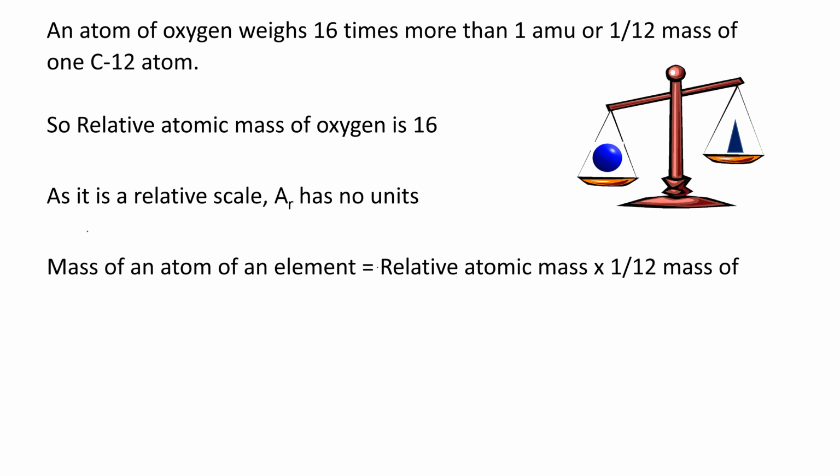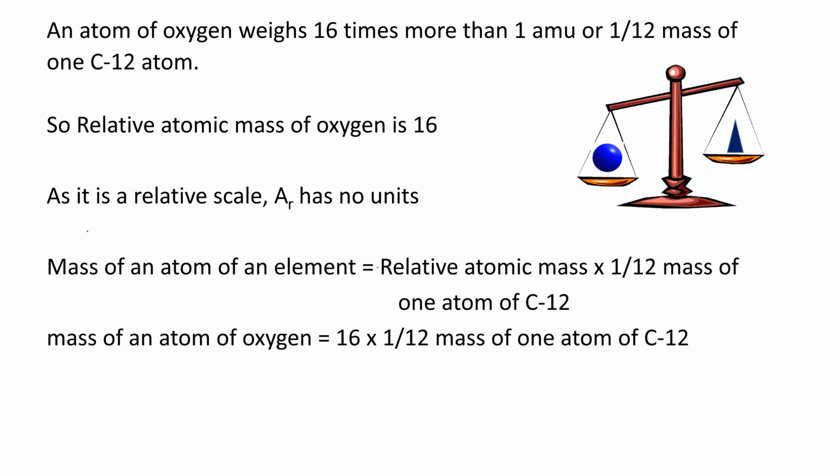For finding mass of an atom of an element, we have to multiply relative atomic mass with 1/12 mass of one atom of carbon-12. So mass of an atom of oxygen is 16 times 1/12 times 12 AMU, which comes out to be 16 AMU. So mass of an oxygen atom is 16 AMU and its relative atomic mass is 16.